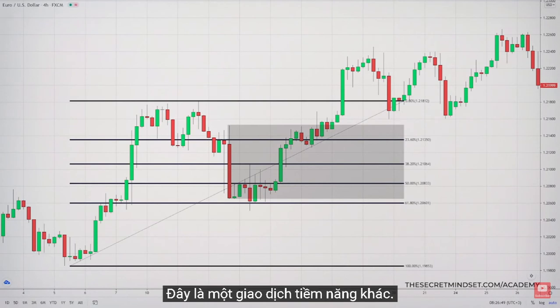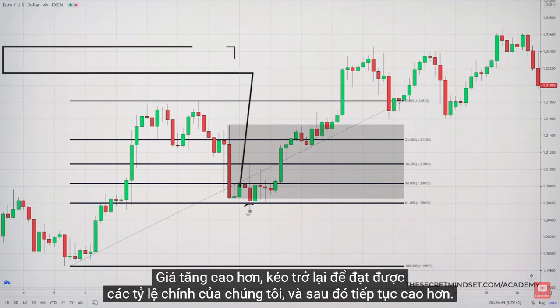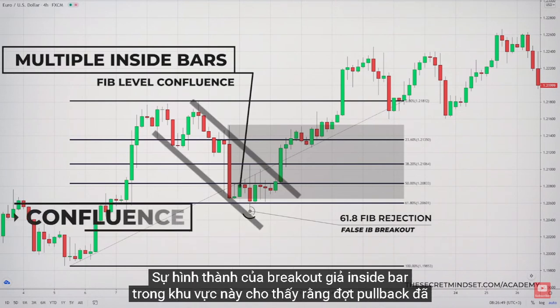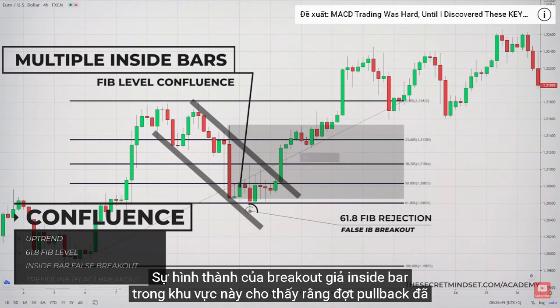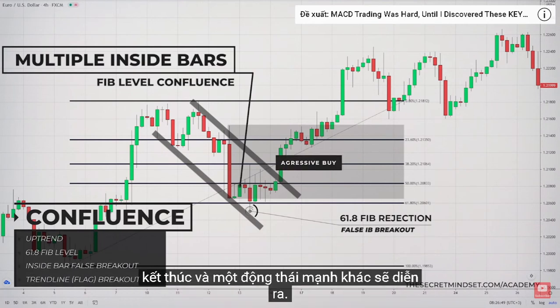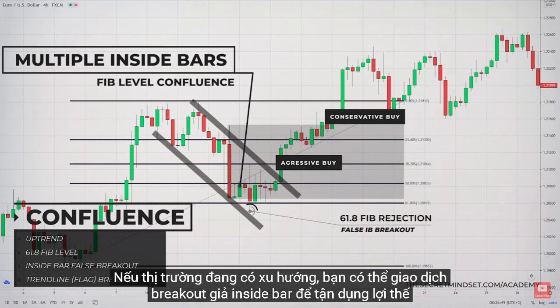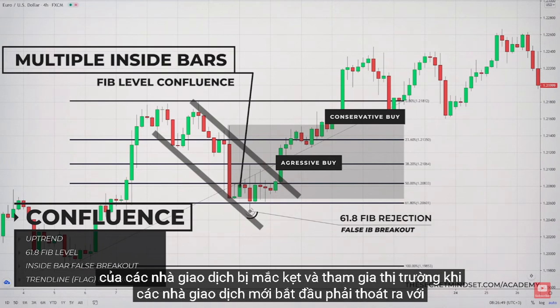Here's another potential trade. The price moved higher, pulled back to reach our key ratio, and then continued higher. The formation of the inside bar false breakout in this area indicates that the pullback has finished and another strong move will take place. Understanding the market structure is very important. If the market is trending, you can trade the inside bar false breakout to take advantage of trapped traders and enter the market where novice traders have to get out with a loss.